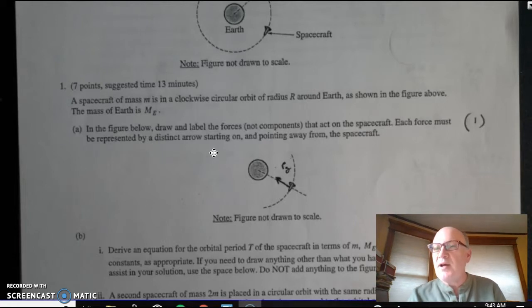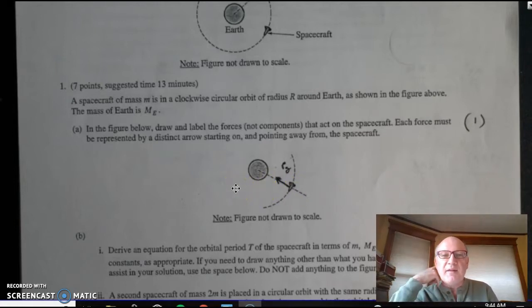I was surprised at how few students successfully addressed this question. The essentially only force acting on the spacecraft is this gravitational force of the Earth on the spacecraft pointing towards the center of the Earth. It is, in fact, a centripetal force, but they weren't asking you to interpret the force or to calculate it, but to simply label it. And so it was a 1-point question, one of the 7 points here, and you just needed to identify the gravitational force of the Earth on the satellite.